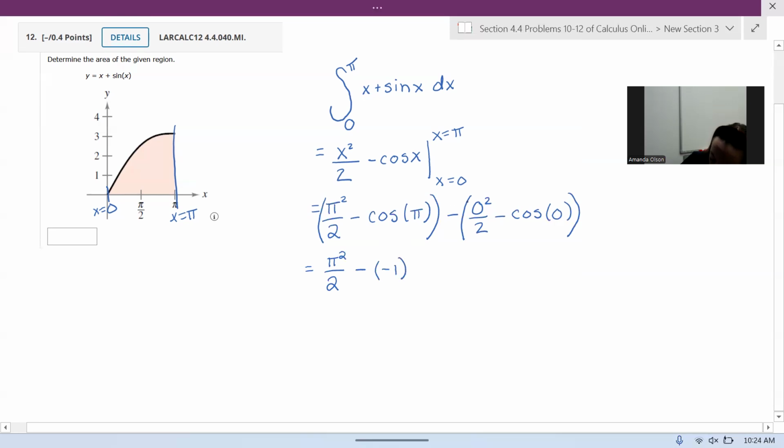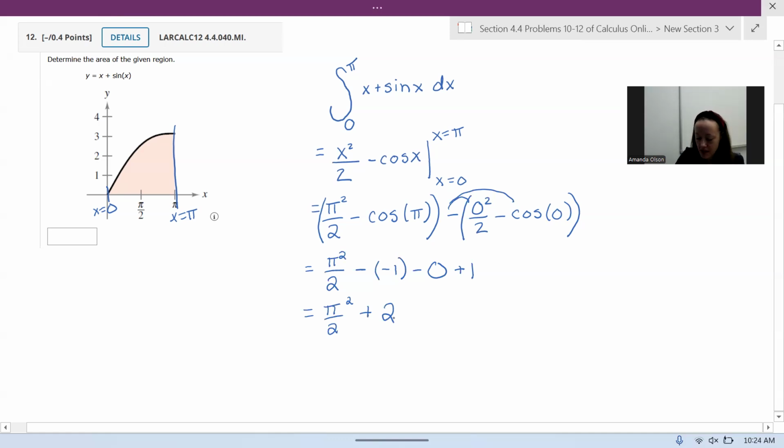And then if we distribute this negative, we get a minus 0, which we don't really need. But cosine of 0 is 1. And so then we'll have a plus 1 when we distribute that negative. Okay, so we end up with pi squared over 2 plus 2 for our final result.